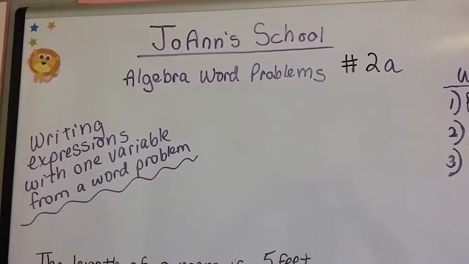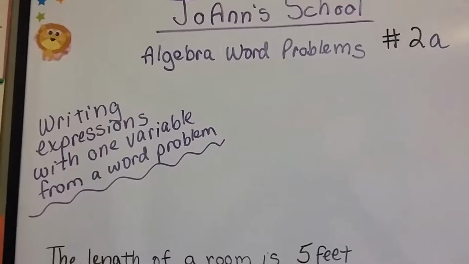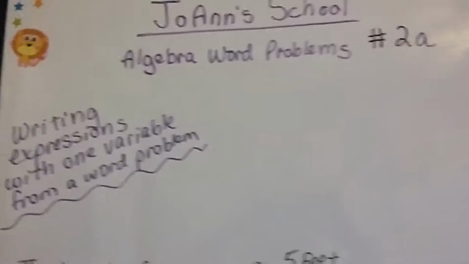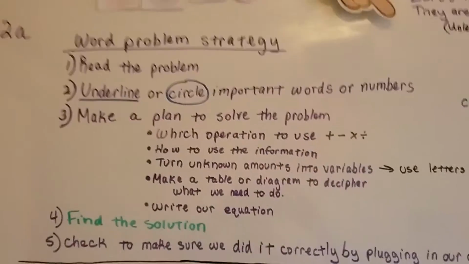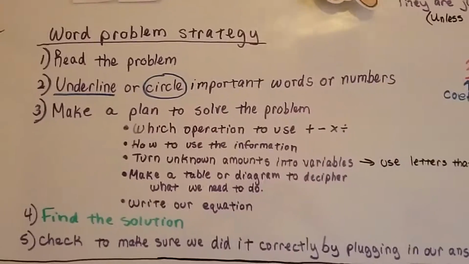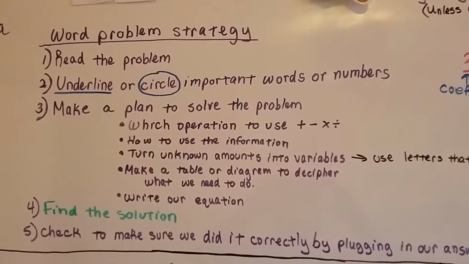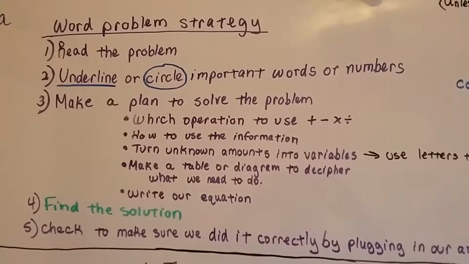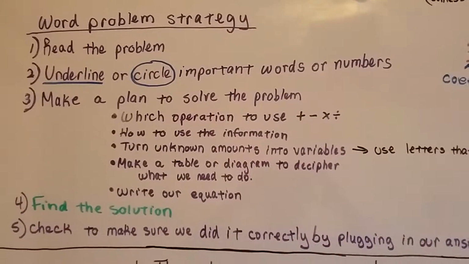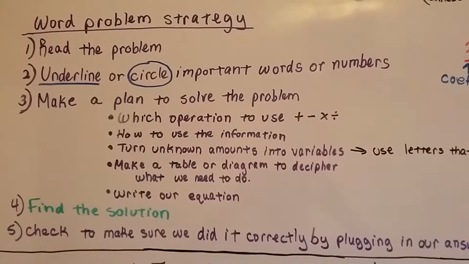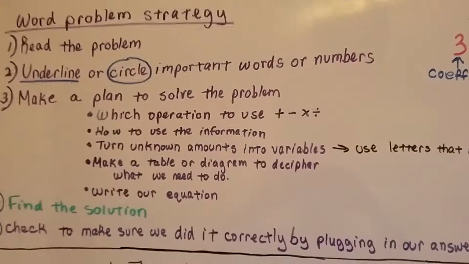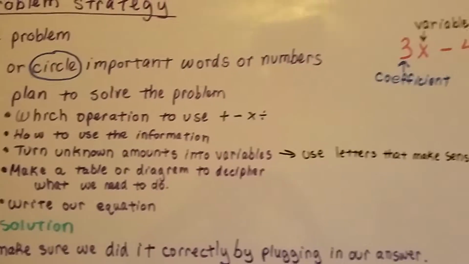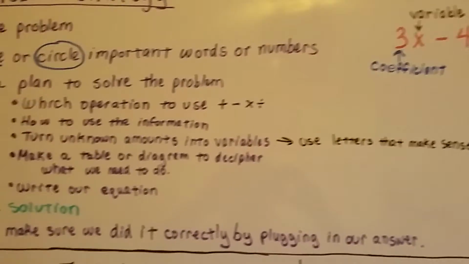Algebra Word Problems, number 2A, writing expressions with one variable from a word problem. When we do word problems, we need to use a strategy. We read the problem, we underline or circle important words or numbers, we make a plan to solve the problem. Well, we can figure out which operation to use, add, subtract, multiply, or divide. How are we going to use the information? And we need to turn unknown amounts into variables and use letters that make sense.